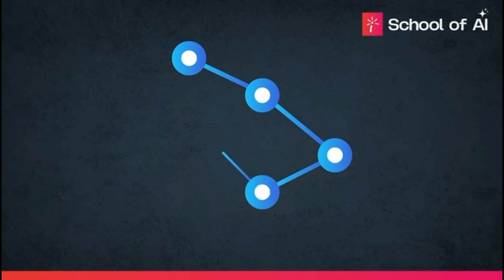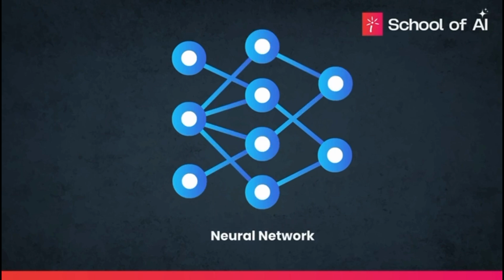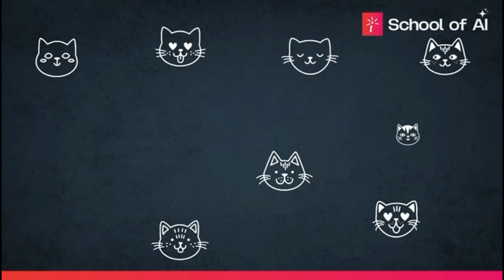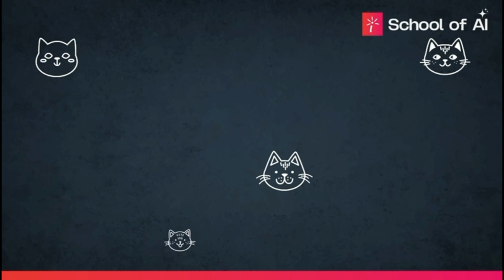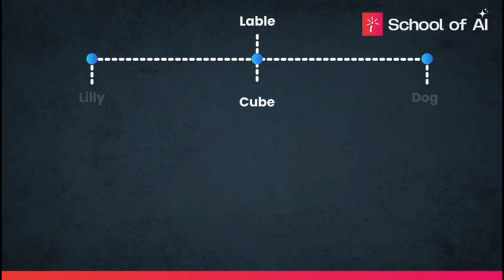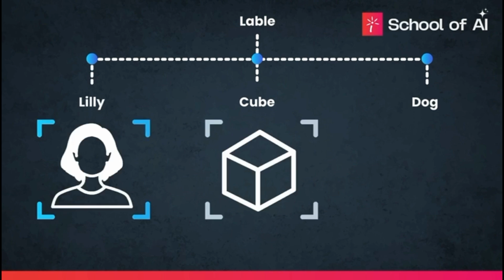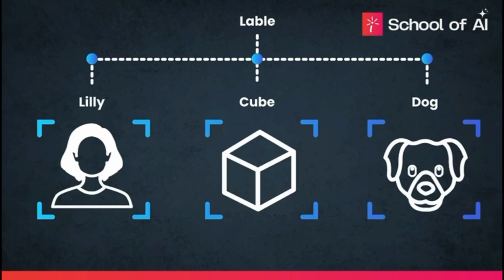Here's the secret. We teach the neural network by showing it thousands, sometimes millions of images. It begins to learn patterns, recognizing what a cat looks like across all those examples. But we don't just show it random pictures. Each image comes with a label, a kind of cheat sheet, that tells the network what it's seeing. This approach is called supervised learning.